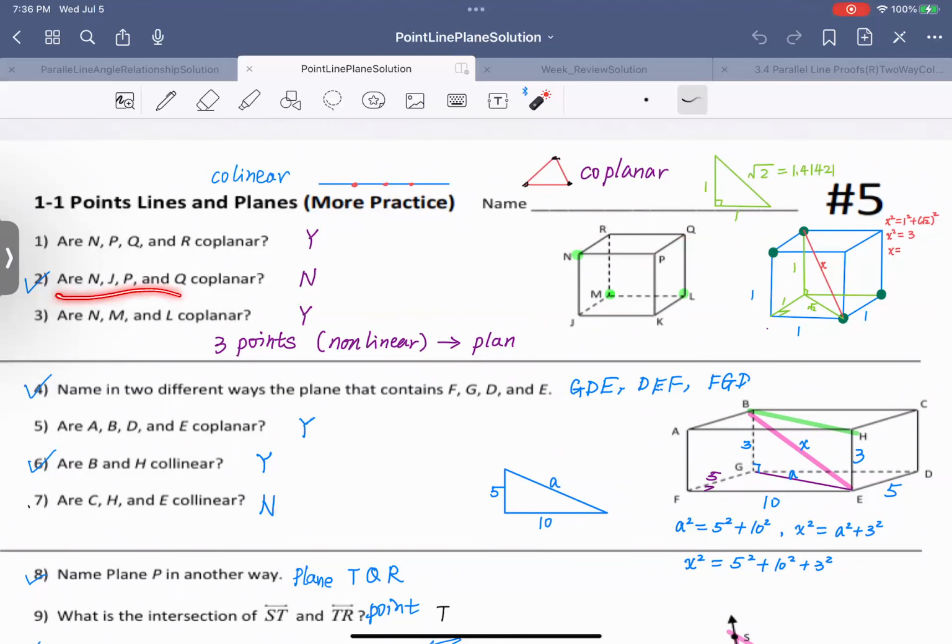And next one, you have N, J, P, and Q. Some people say, oh, you can connect them, it's on the same plane. No, these 3 are on the front, the very front face here. The Q is on the back. This is not in this plane. So this is called not coplanar. Any given 3 points, if they are not collinear, then they are always coplanar.